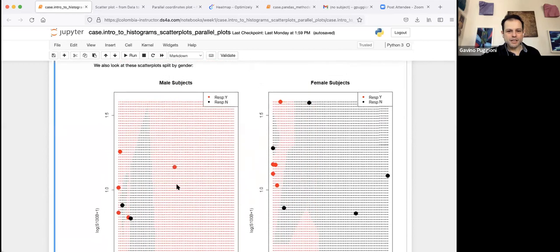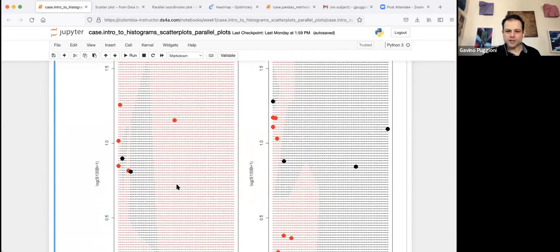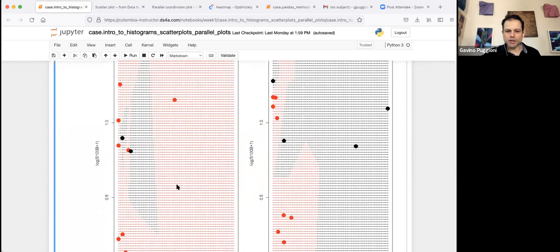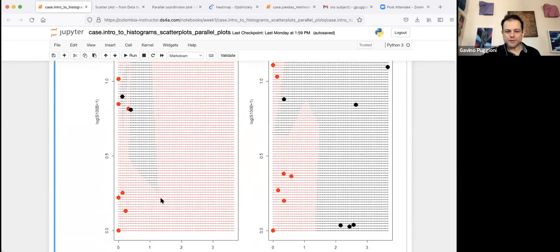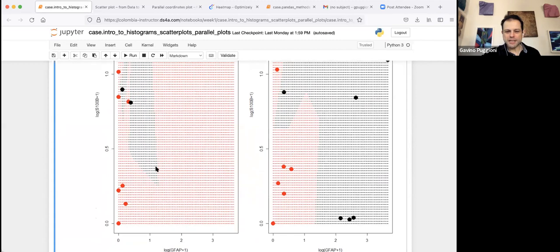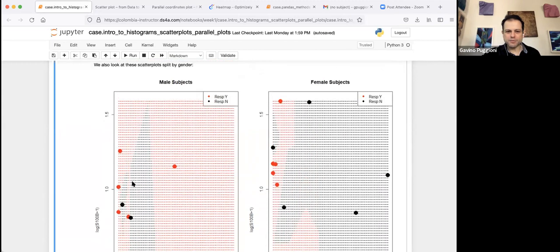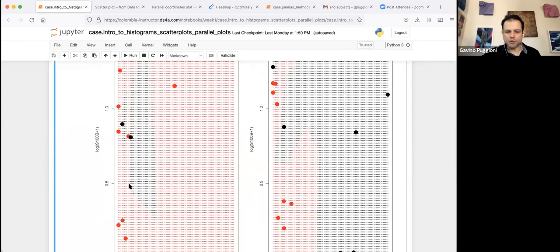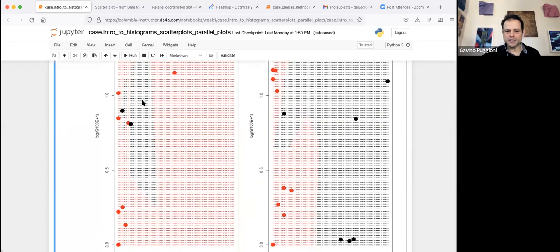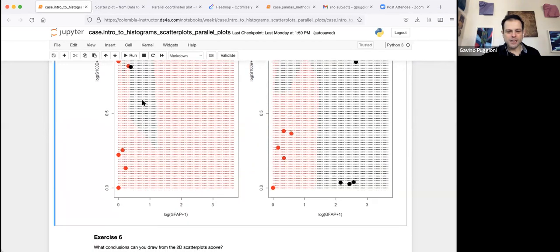Males seem to always have a pretty good chance of recovery, except if the GFAP is less than 1 and the S100B is larger than 0.5, I would say, because that's the area where you observe a less likely chance of recovery. So what conclusions can you draw from the two scatter plots above? I told you some of the ones that jumped out at my eyes.